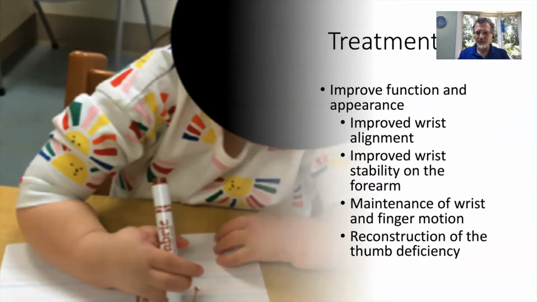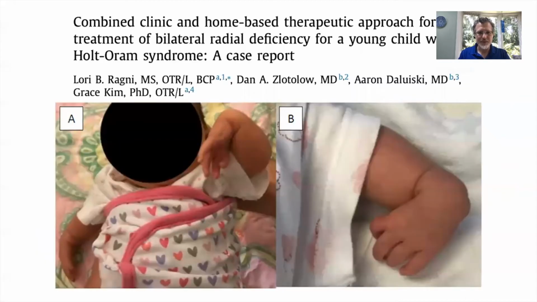So the treatment goals are to improve function and appearance, improve wrist stability on the forearm, and maintenance of wrist and finger motion. Reconstruction of thumb deficiency is also part of the whole treatment algorithm. We did a study looking at a combined clinic and home-based therapeutic approach for the treatment of bilateral radial deficiency in a child with Holt-Oram syndrome.